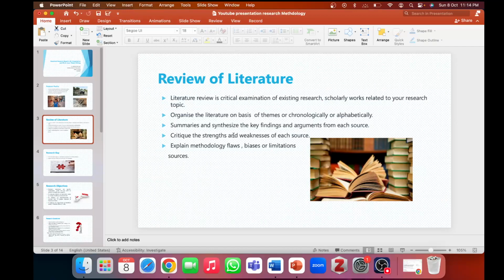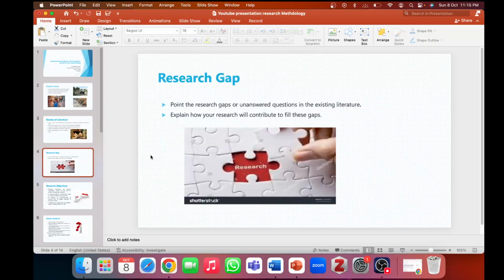Then also mention the strengths, weaknesses of each source. Explain the methodology which has been used, the flaws in it, the biases or limitations of the sources. Then, after reviewing the literature, you find research gap. So, research gap is the unanswered question in the existing literature. Explain how your research will contribute to fill these gaps.